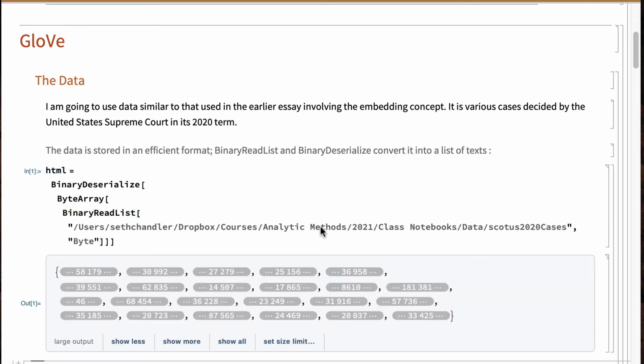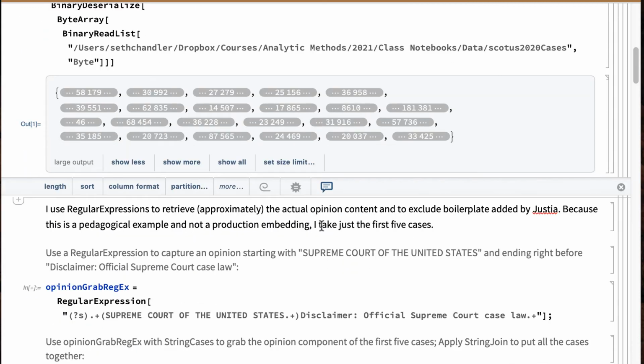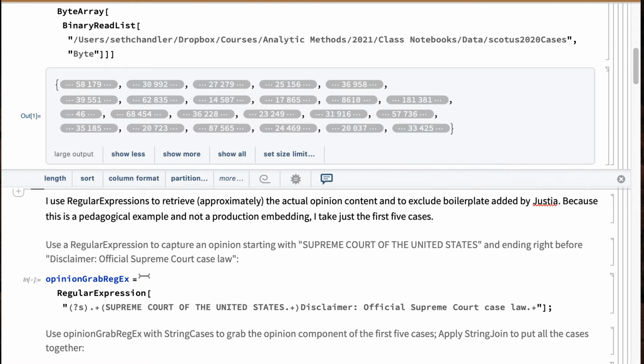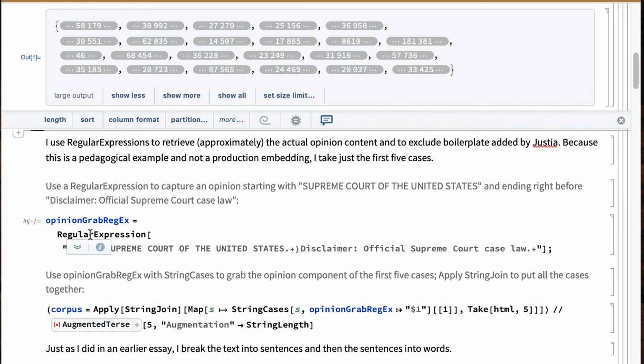It doesn't have duplications. All right, now, the other thing I noticed when I took a look at these opinions more closely is that there's a bunch of boilerplate in it that Justia had put into it, and that's perfectly fine, but we don't want it. So what I'm going to do is use regular expressions, which we studied in an earlier video, to capture the material that starts "SUPREME COURT OF THE UNITED STATES" in all caps and ends right before "Disclaimer: Official Supreme Court case law."